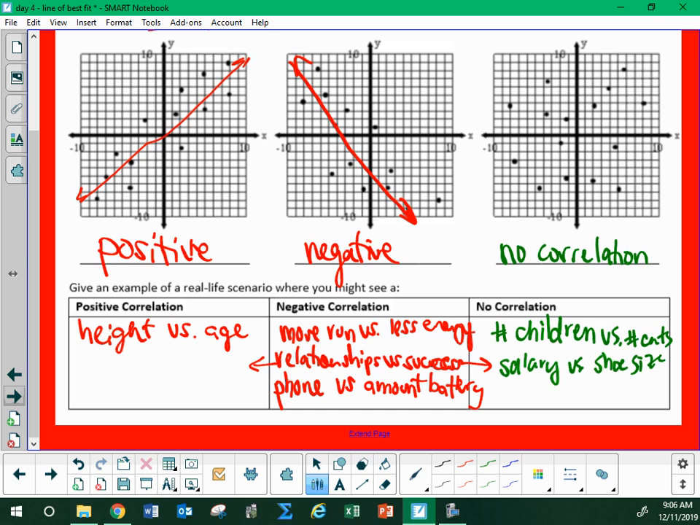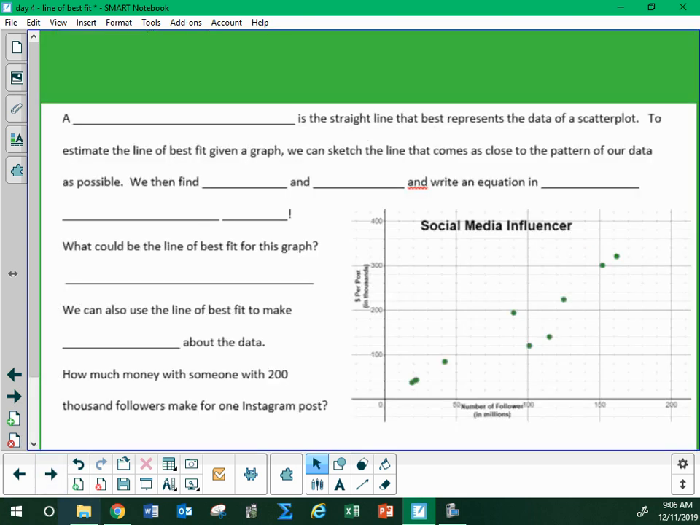Okay, so we've dealt with our scatter plots before. But today what we're doing is taking it a little bit further and doing line of best fit. Sorry. We'll go back.